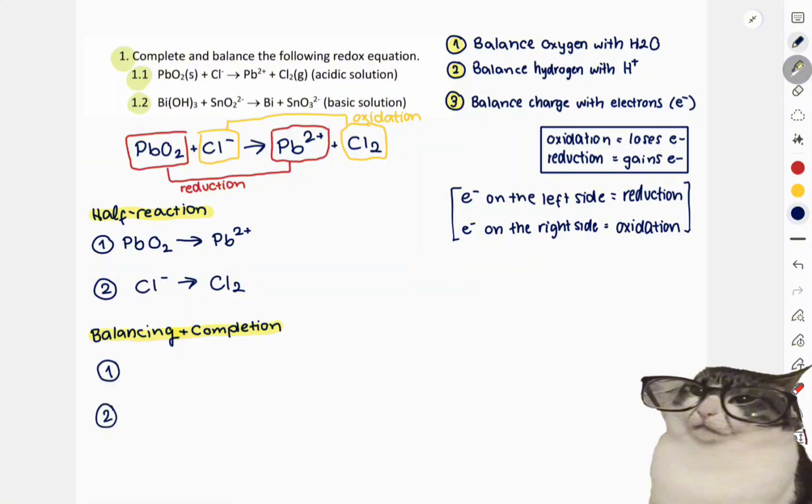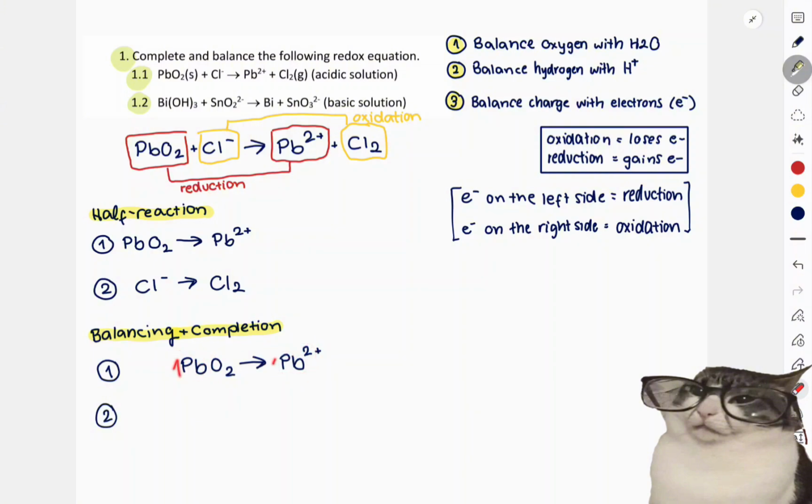Now the next step is to balance the half reactions. So let's start with the first half reaction, that is lead oxide. Now let us check that all of the atoms other than hydrogen and oxygen are balanced. Well, we have lead, and that is balanced. We have 1 lead on the left side and 1 on the other side, so that's balanced.